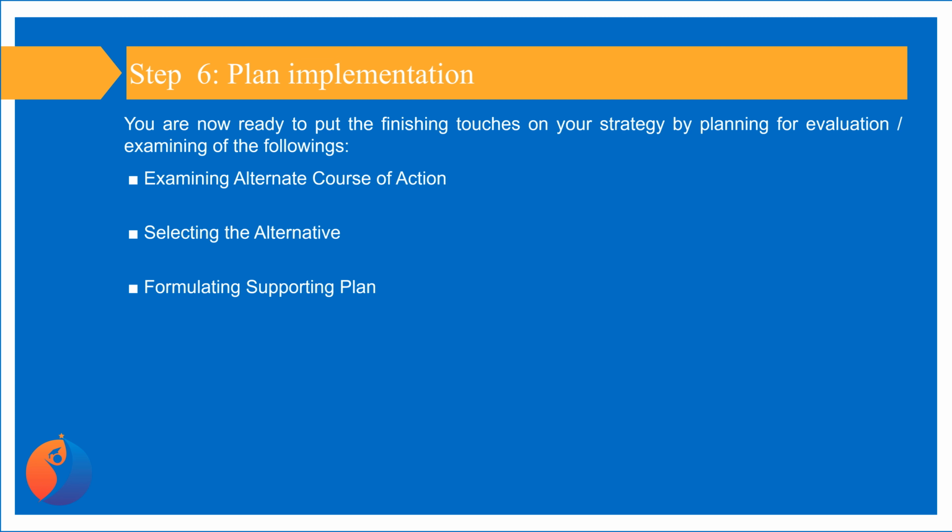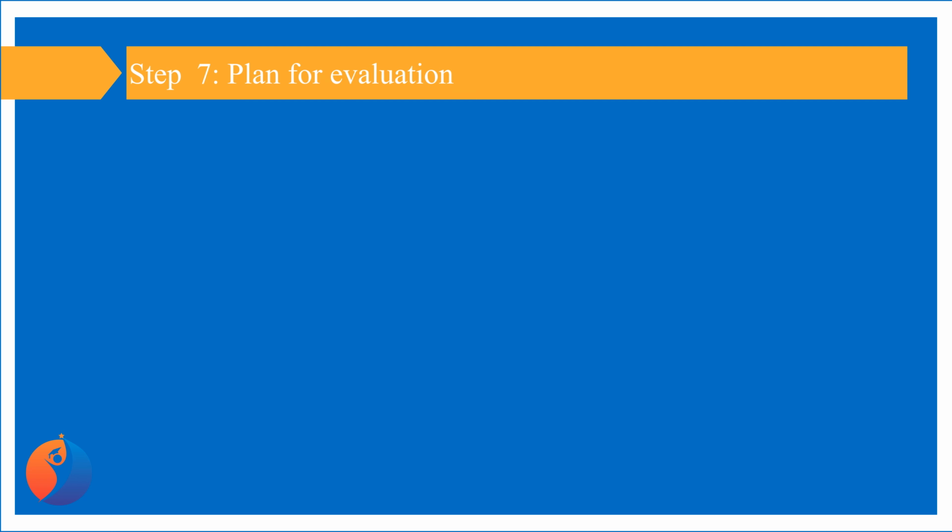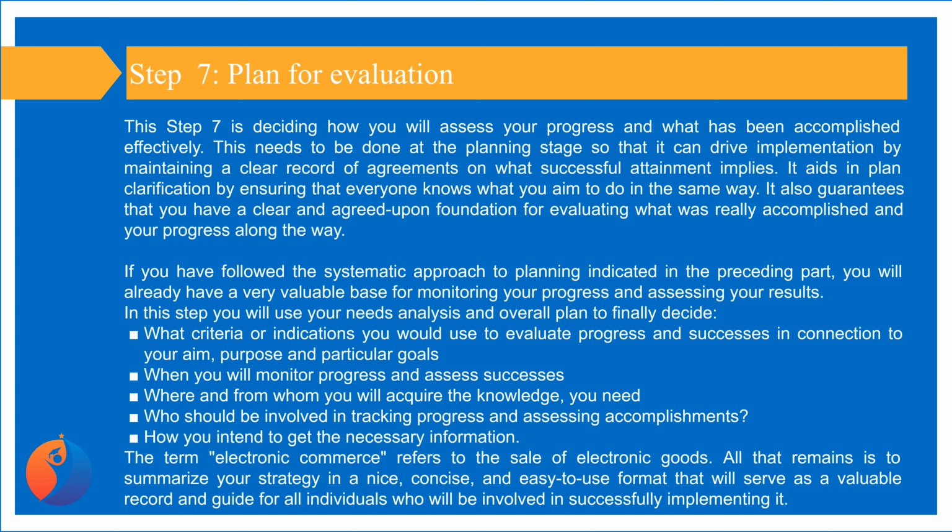The plans you establish in the following step regarding when you will review, who will be participating, and how you will gather the information you need should then be included as activities to the implementation plan you just created. Step 7, Plan for evaluation. This step 7 is deciding how you will assess your progress and what has been accomplished effectively. This needs to be done at the planning stage so that it can drive implementation by maintaining a clear record of agreements on what successful attainment implies.